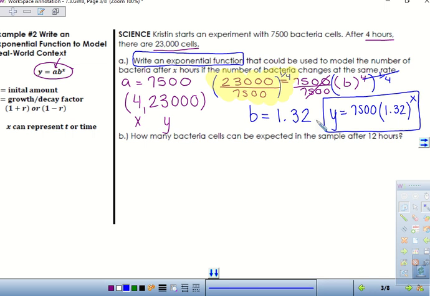So now the next question says how many bacteria cells can be expected in the sample after 12 hours? So now they're just asking us to take the equation we just came up with and use it. Plug in. So it's going to be y equals 75,000 times 1.32 to the power of 12. This one you can just type in as is on the calculator and it will do it for you. So 75,000 times 1.32 to the power of 12. And you should end up with this.